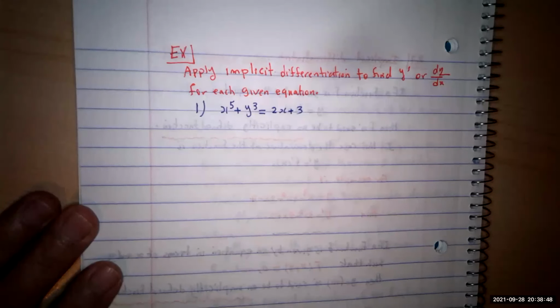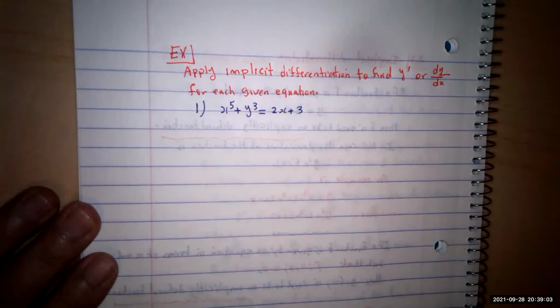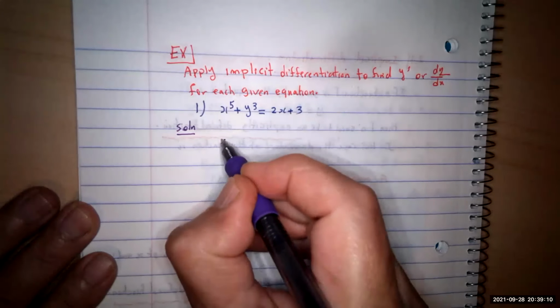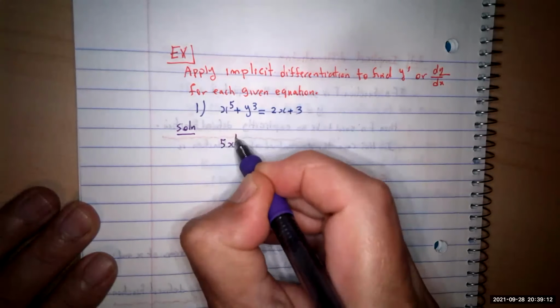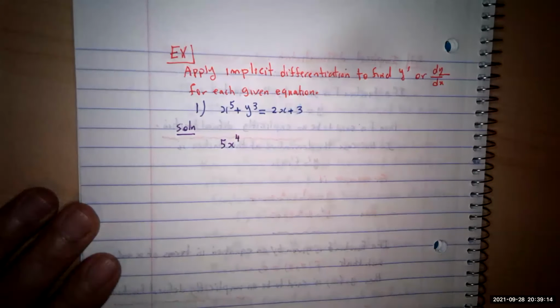Okay, start differentiating. When we get to the power of the x, it's just the usual power rule. But when we get to the power of the y, it's a chain rule. So you apply the power rule, but you multiply by y prime. Okay, so the solution is going to be derivative of x to the 5th is 5x to the 4th. Done.